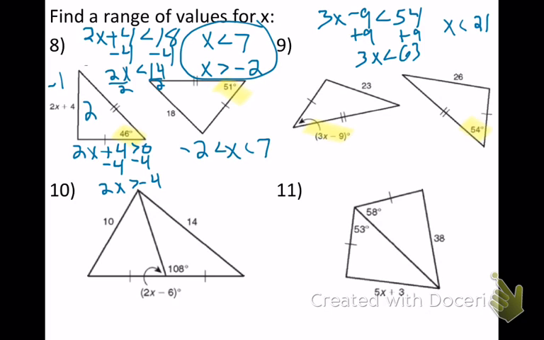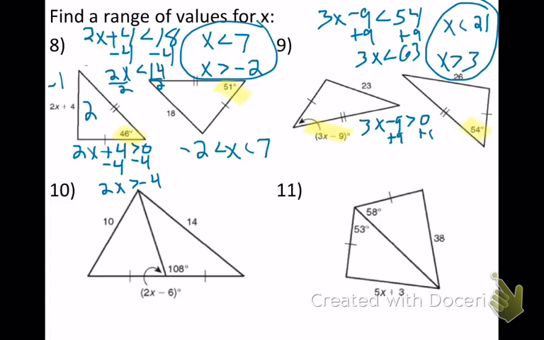And then in order for this side to exist, Brock, what does it have to be greater than? So I'd say 3x minus 9 is greater than 0. Add 9 to the other side. Divide by 3, and I get x is greater than 3. So that means my x has to be anywhere from 3 to 21. So 4, 5, 6, 7, all those possible answers.